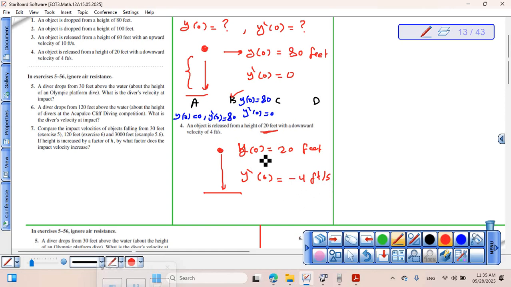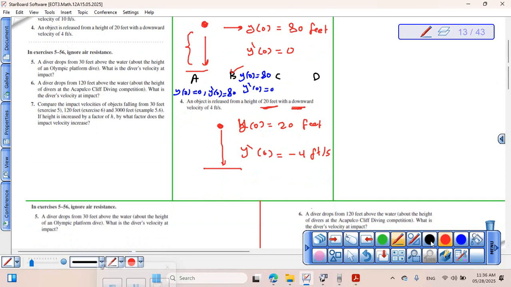Be careful, because it is going down. The question may come as multiple choice, A, B, and so on. I put just two choices here, but to show how the question comes in the final exam. Maybe y at 0 equals 20, y prime at 0 equals 4. But here, y at 0 equals 20, y prime at 0 equals negative 4. Which one is right? B. Be careful. Okay, this is the question.